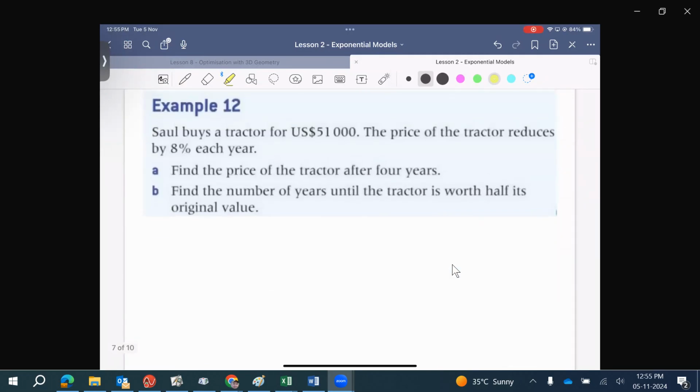Okay. We have an example question here to do. Have a go at this question. Try and figure it out for yourself for 2 minutes, and then I'll run through it.